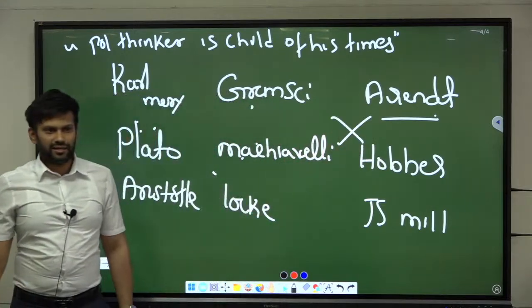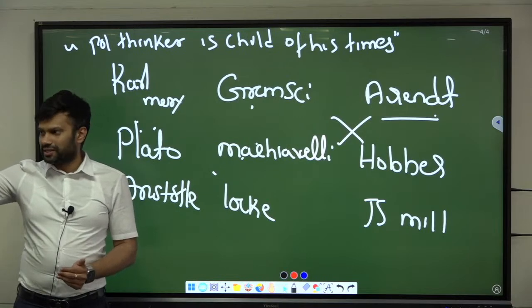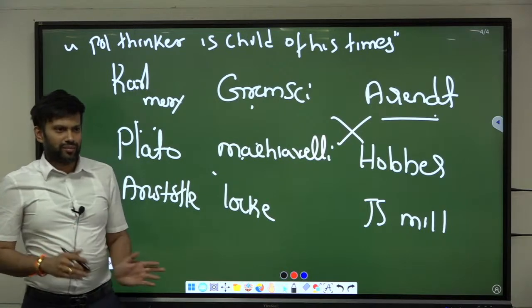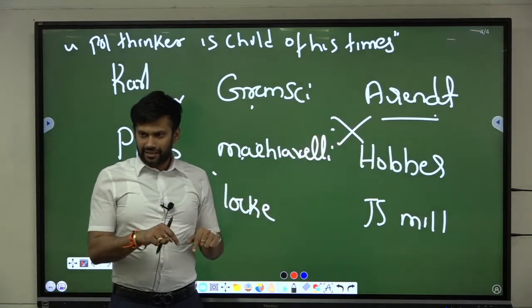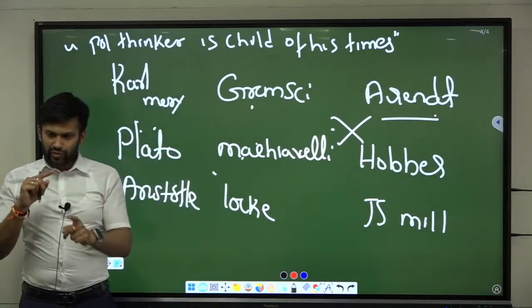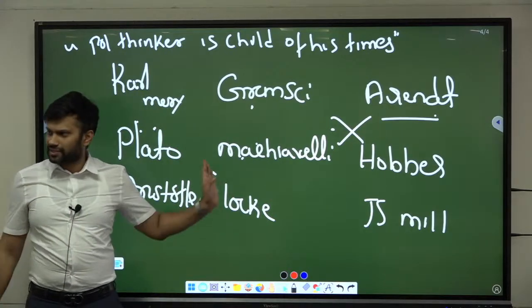What is interlinking? Some ideas given by Plato might have influenced Hannah Arendt. Some ideas given by Plato might be criticized by Marx in that regard. That is the key. If you want to score well, you have to do a lot of interlinking. If you are very good in interlinking, scoring marks is easier here.